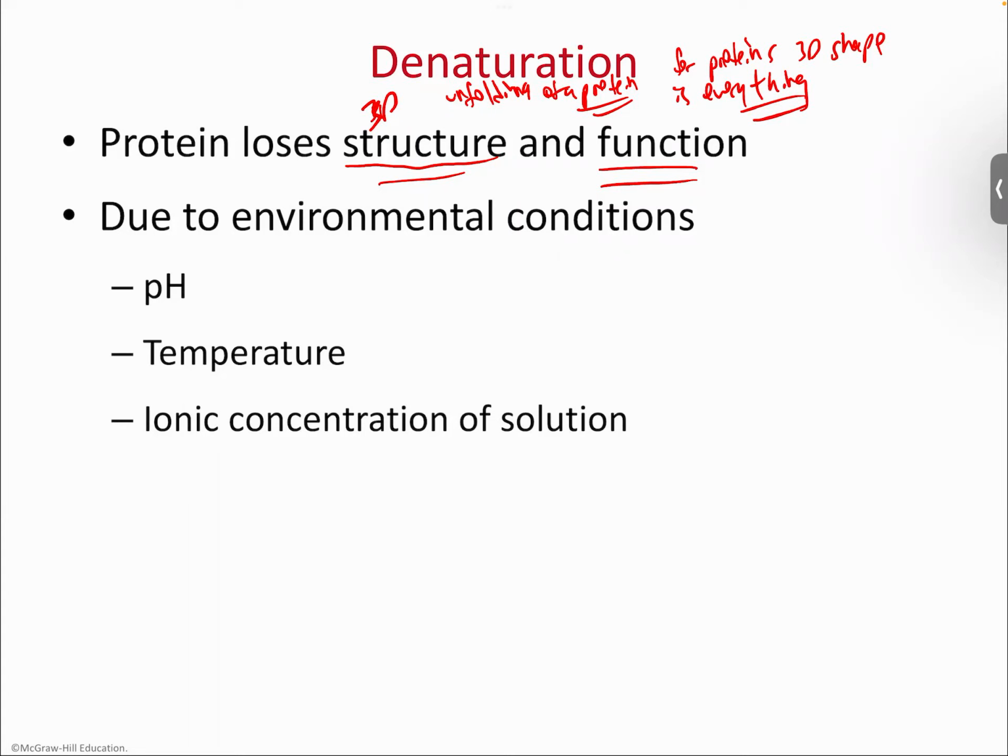Okay, so let's take a look at extreme conditions. pH. So extreme pHs can denature proteins. An example is making cheese with lemon juice. What's the pH of lemon juice? Do you guys remember? Two, yeah, right. So it's really acidic.